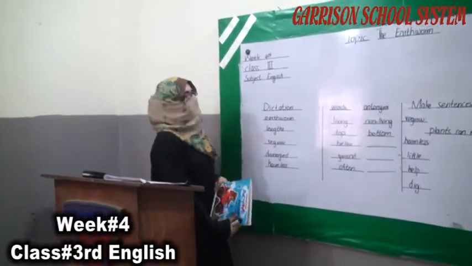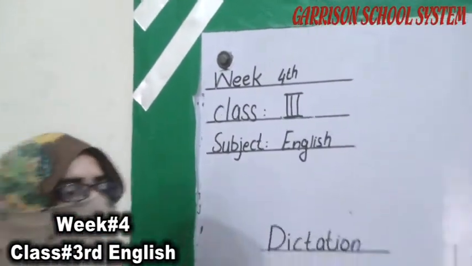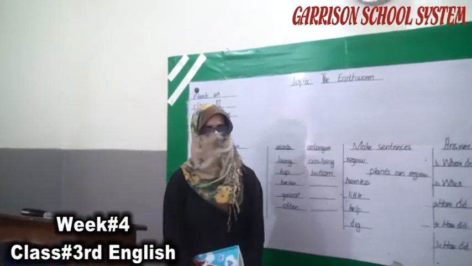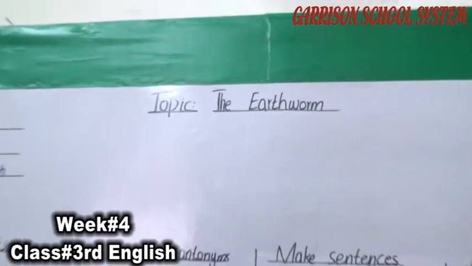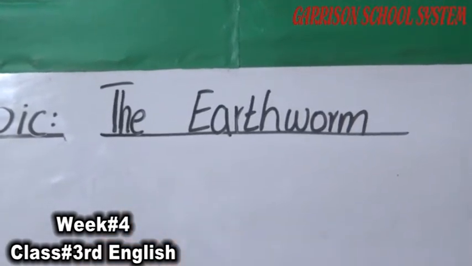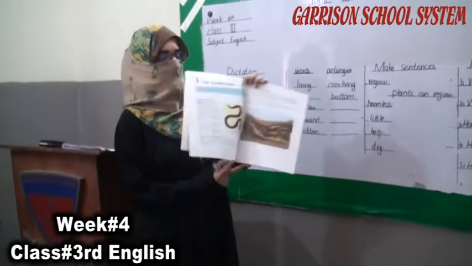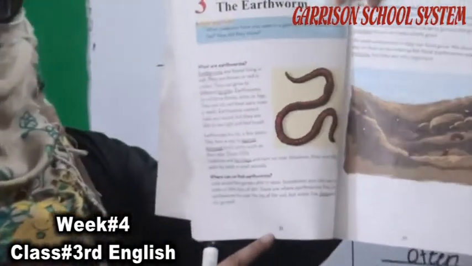Today our lecture is for class 3, and the subject is English. As you know, we have read 2 lessons and now it's time for the 3rd lesson. The name of the 3rd chapter is about the earthworm. Okay, now open your course books. Open your course book page number 32.